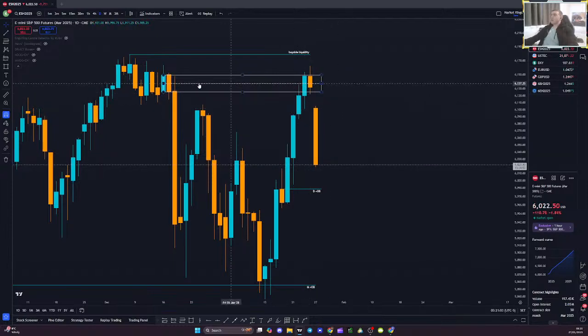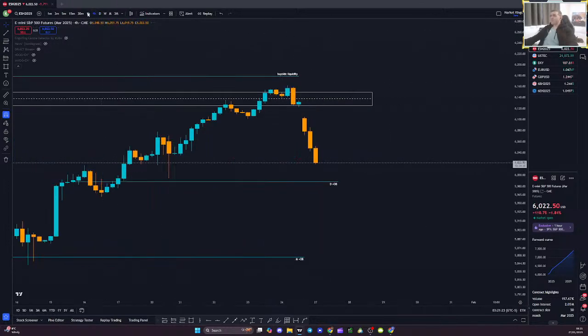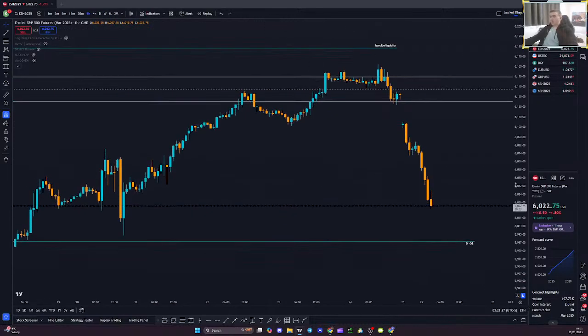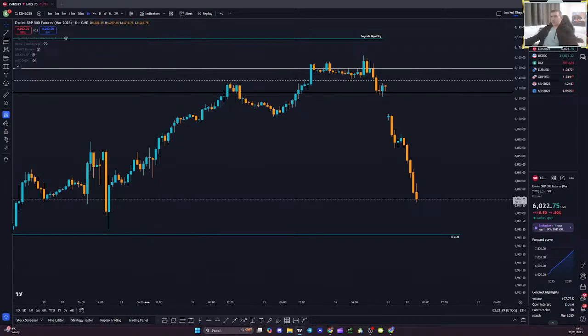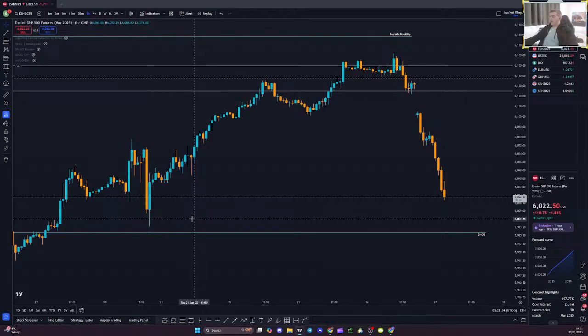We did close above the 50 of this order block, so definitely like this for bullish prices. Just one moment. Okay, let's drop down into the hourly. What do we have here? Actually not much.